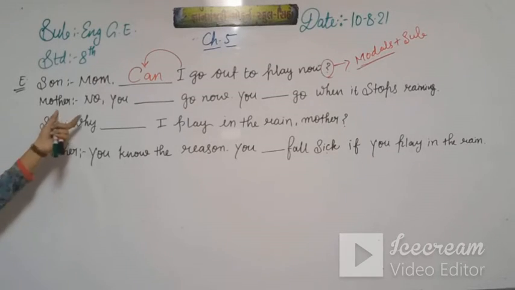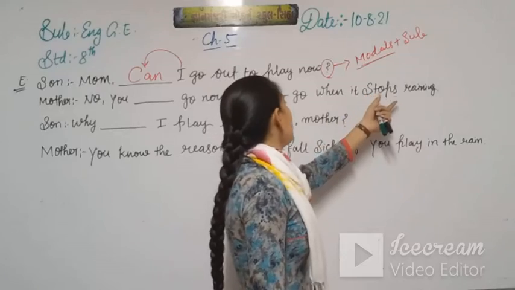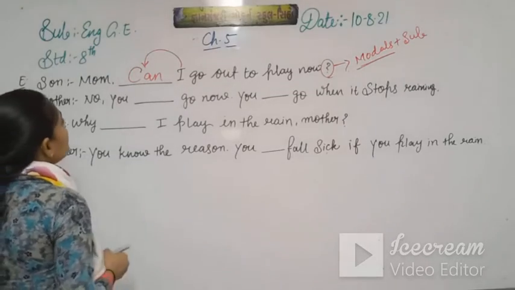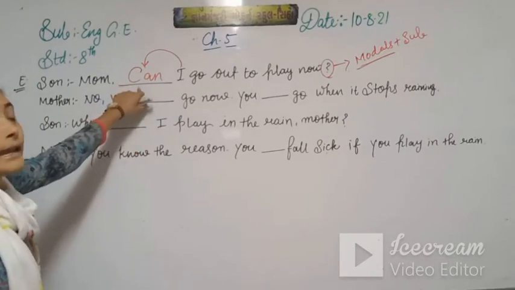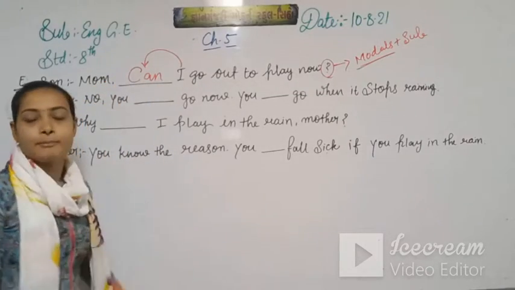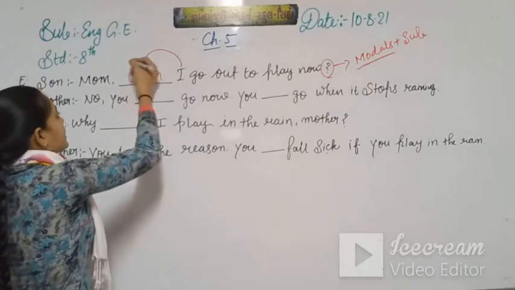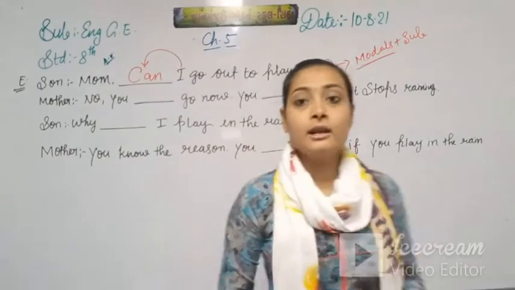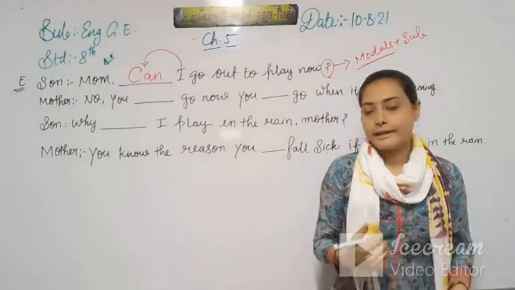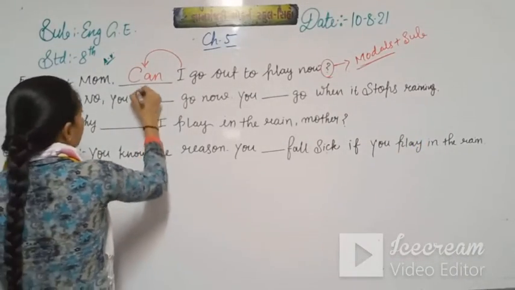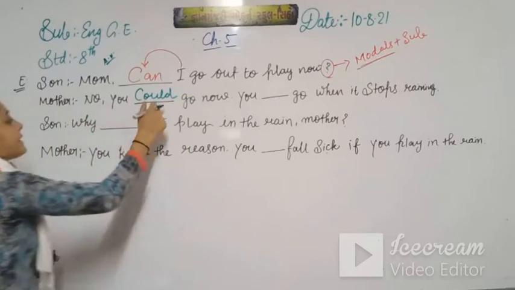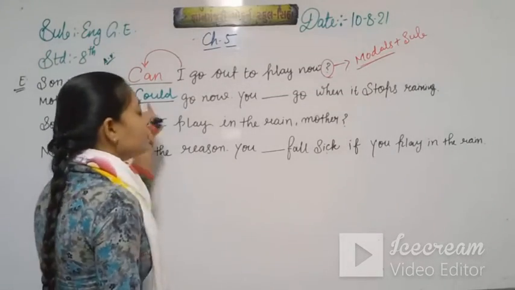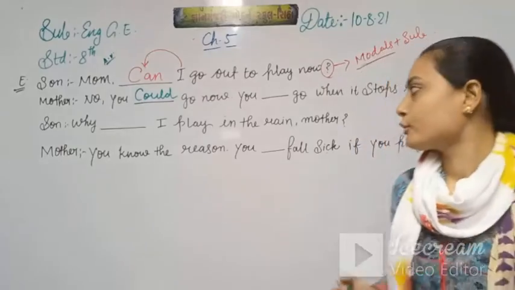Mother replied that, no, you blank go now, you blank go when it stops raining. Here the mother also speaks in that language, and here we put can. So, as per the can, the mother gives a reply or not? As per our question, the mother will answer or not? Yes. So no, you could go now. Why here did I put could? Because here the you means a plural. So you could go now.